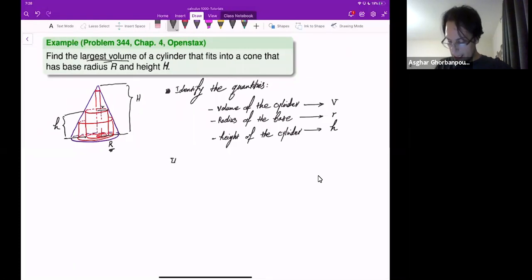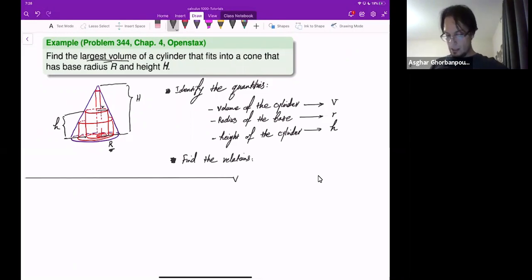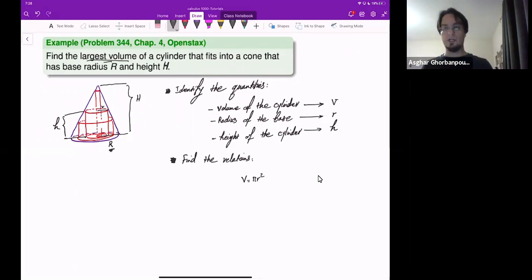Then the second thing is to find the relations. So first, the volume of the cylinder is the area of the base, in this case the area of the circle with radius lowercase r, times the height. Very nice. That's one important relation that we want to have.